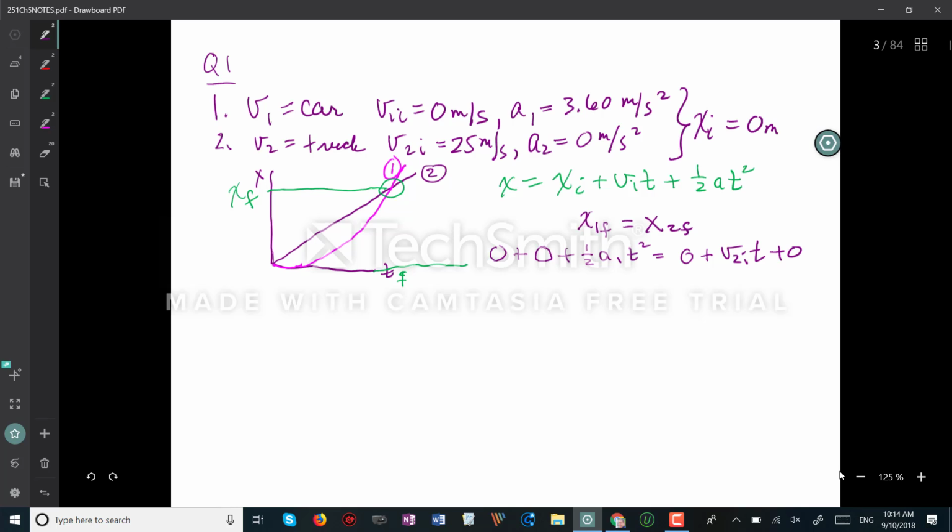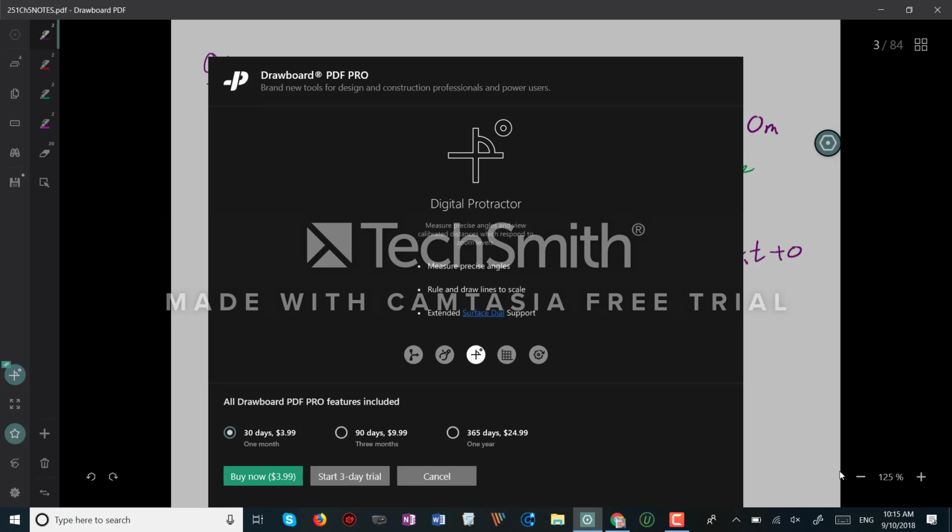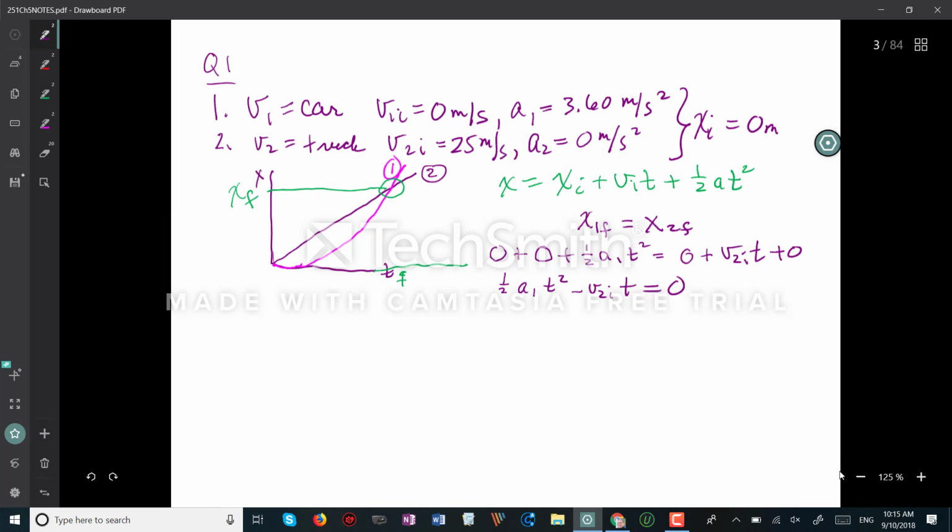Everybody see how I've used the named quantities up above? I haven't used any values, because values would just clutter up my workspace. So if I bring over, I'm always scared of the quadratic term, I bring over the V2 initial t, I'm going to have that result.